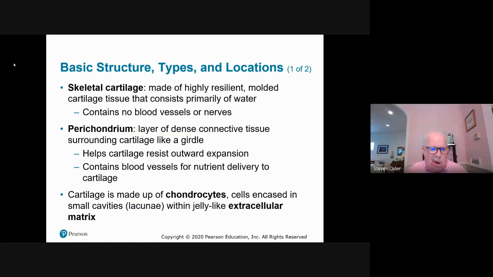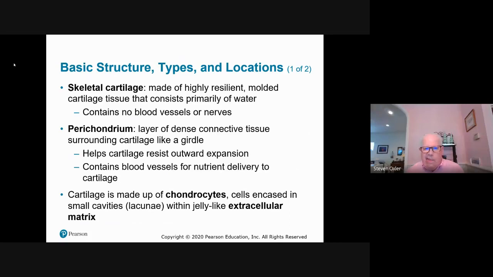So we need to talk about cartilage again, okay? Remember, cartilage has no nerve supply and it has no blood vessel supply. It gets its blood vessel supply from the perichondrium, which is a layer of dense connective tissue surrounding the cartilage like a girdle. It helps the cartilage resist outward expansion and contains the blood vessels that give the cartilage nutrients.